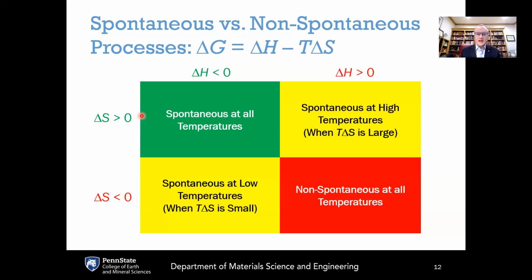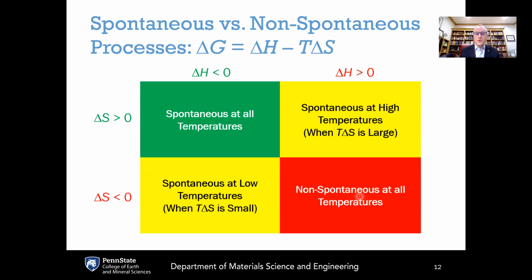Now, sometimes you'll have a process where the enthalpy goes down and the entropy goes up. That is a process that is spontaneous at all temperatures, because the enthalpy contribution is driving the free energy downward. The entropy contribution is also driving the free energy downward. So there's no competition here between enthalpy and entropy in this upper left quadrant. They both want the same thing, and this process is spontaneous regardless of the temperature.